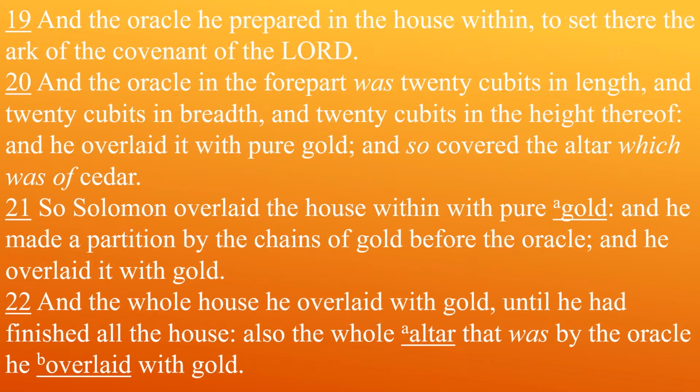And the oracle he prepared in the house within, to set there the ark of the covenant of the Lord. And the oracle in the forepart was 20 cubits in length, and 20 cubits in breadth, and 20 cubits in the height thereof. And he overlaid it with pure gold, and so covered the altar, which was of cedar. So Solomon overlaid the house within with pure gold, and he made partition by the chains of gold before the oracle, and he overlaid it with gold.